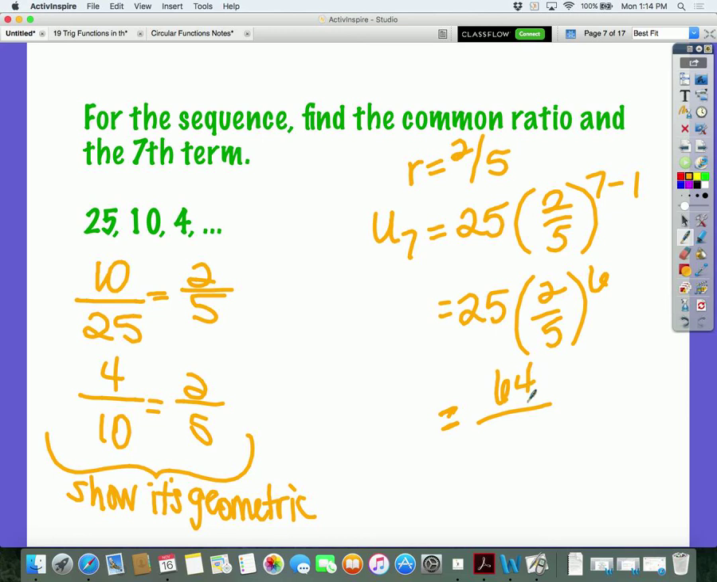64 over what? 625. So that is our seventh term. So I'm multiplying 2/5 to the previous term, and by the seventh term, I'm at 64 over 625.